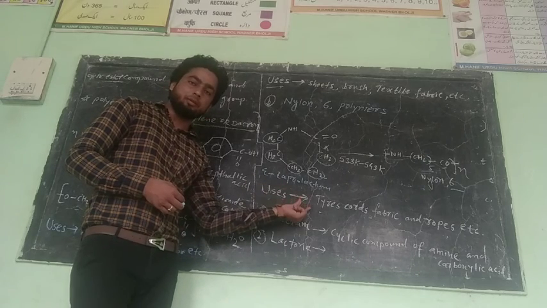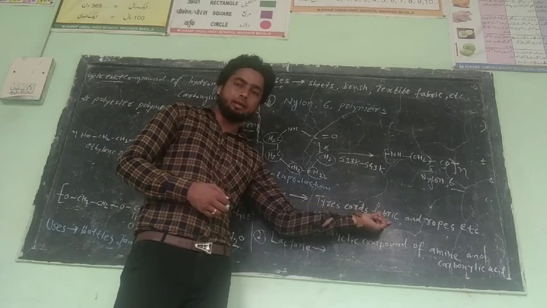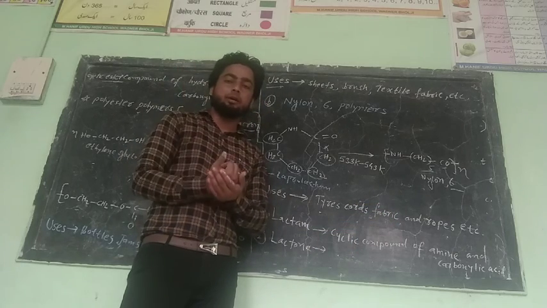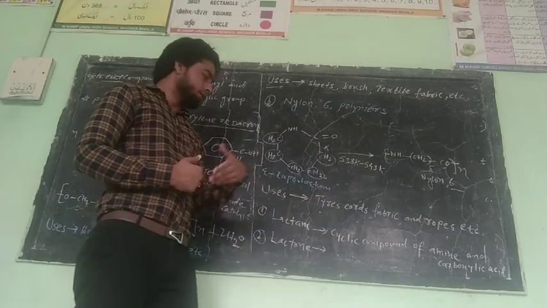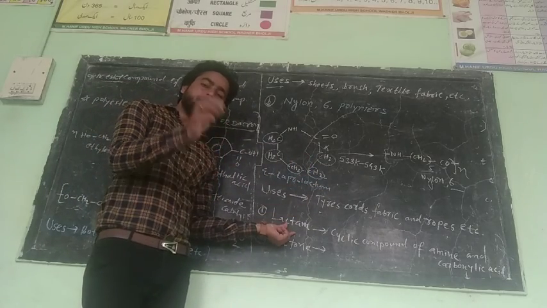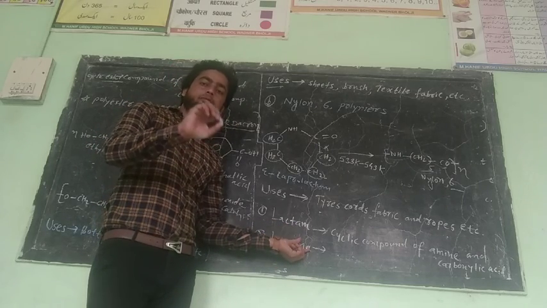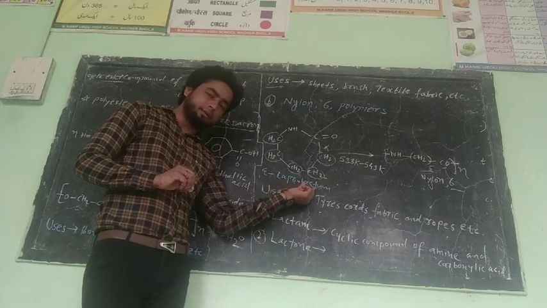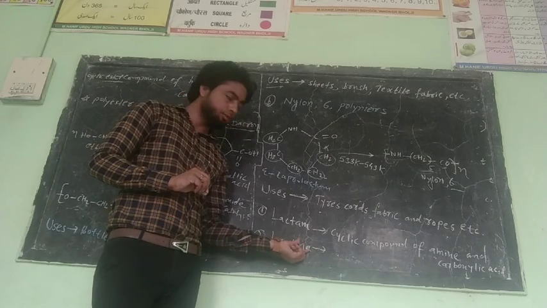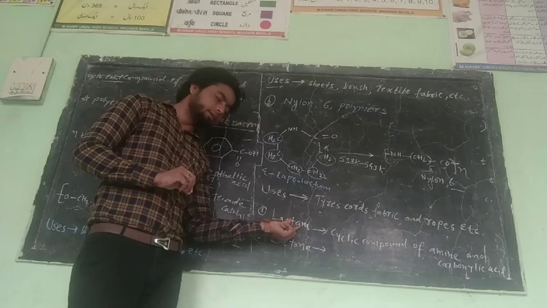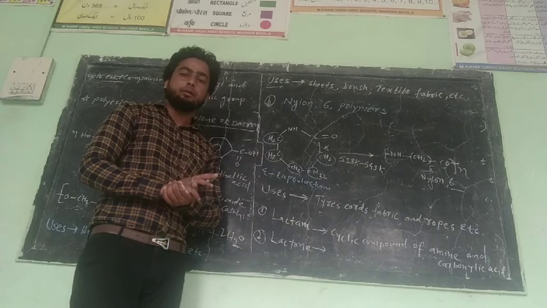Now question: uses of nylon 6 polymer. These polymers are used in the preparation of tires, sports fabric and textiles, ropes, and different types of industrial purposes also. Clear? These are the uses and applications of nylon 6. Now next question: define lactam or lactone. One last question may come to you. Define the lactam or lactone; it may be caprolactam or lactam or lactone.